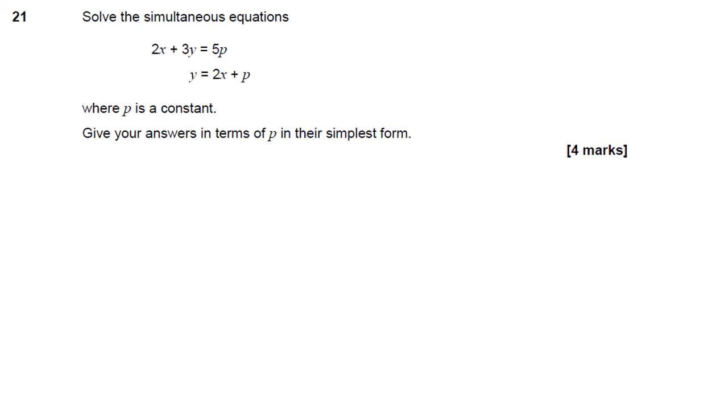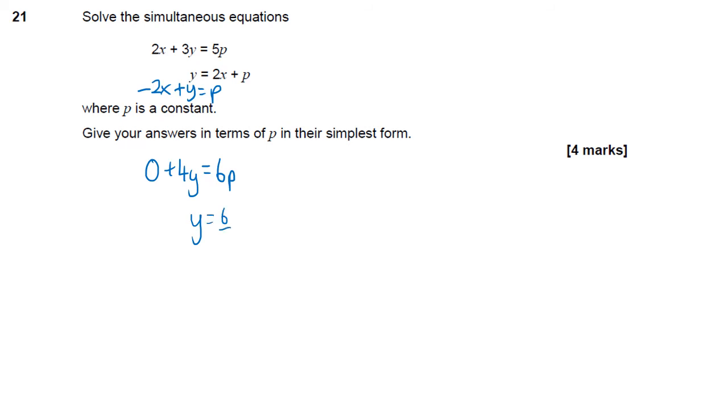Right, simultaneous equations. 2x plus 3y is 5p, y equals 2x plus p. Various ways to solve simultaneous equations. The easiest choice here is just to do an elimination, so rewrite the second equation as minus 2x plus y is equal to p, so just moving the 2x to the left hand side, and then we're going to add the equations together. So 2x plus minus 2x is 0, 3y plus y is 4y, and then 5p plus p is 6p.